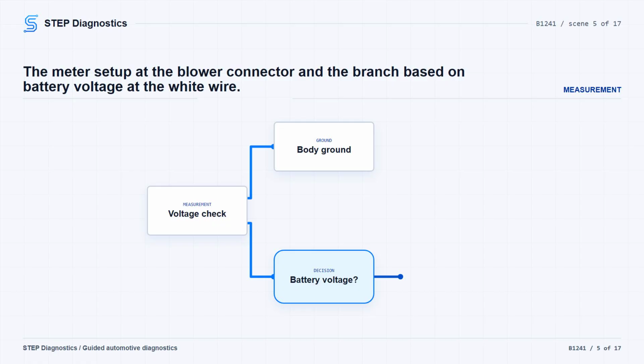Now check whether the blower motor is getting power. Disconnect the blower motor 2P connector, turn the ignition switch to on II, and measure voltage between blower motor 2P connector no. 2, the white wire, and body ground. This is the BLW RLY output side of the circuit. If you have battery voltage there, the power feed to the motor is present, and the next question is whether the motor will run. If you do not have battery voltage there, skip ahead to the relay and feed side checks.